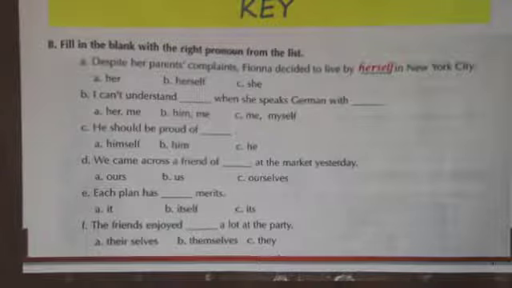Yes, so for B, I can't understand when she, so pay attention to the she there, which means we're going to use a personal pronoun in the female form. So here we have her and me, him and me and myself. Okay, so here we have him, male, me, myself, maybe this one, let's check. Yes, so I can't understand her when she speaks German with me.